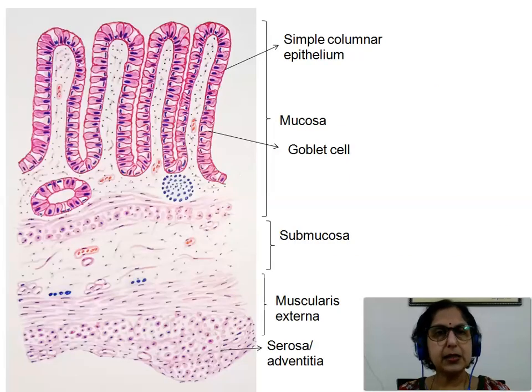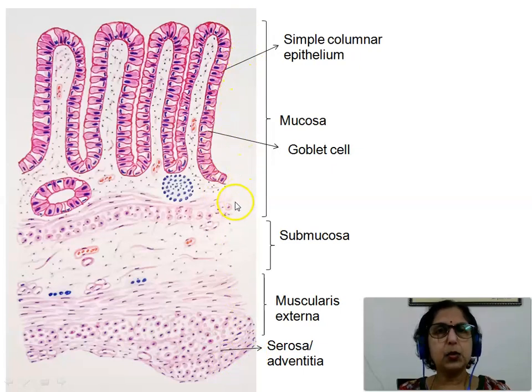Here we see a diagram of the histology of colon. We see here the luminal surface. This here is the mucosa, the submucosa, the muscularis externa, and finally the serosa or adventitia.